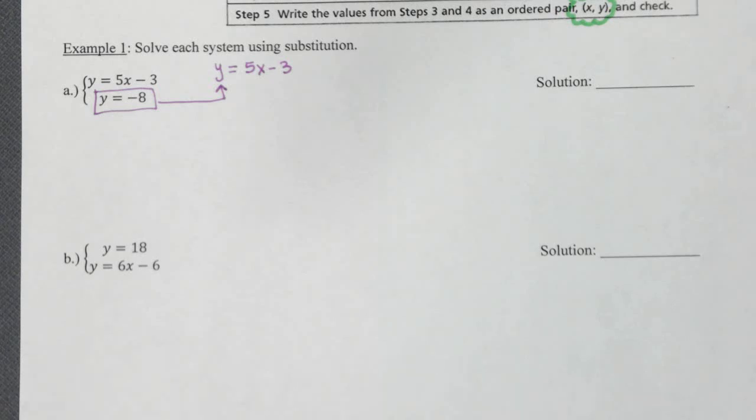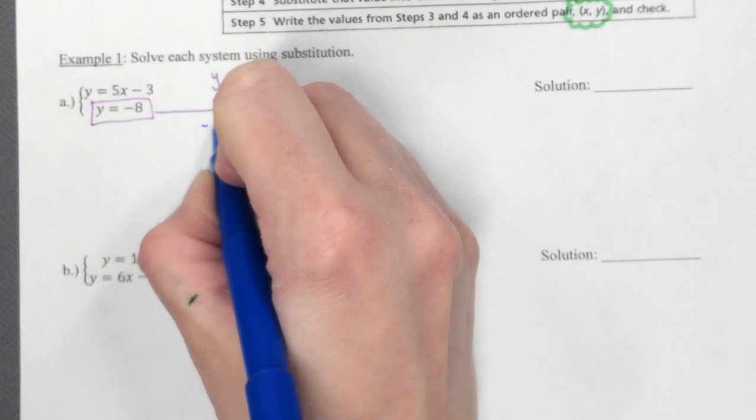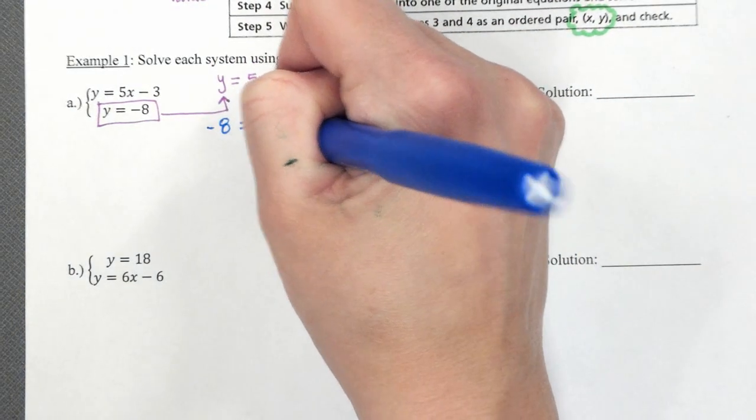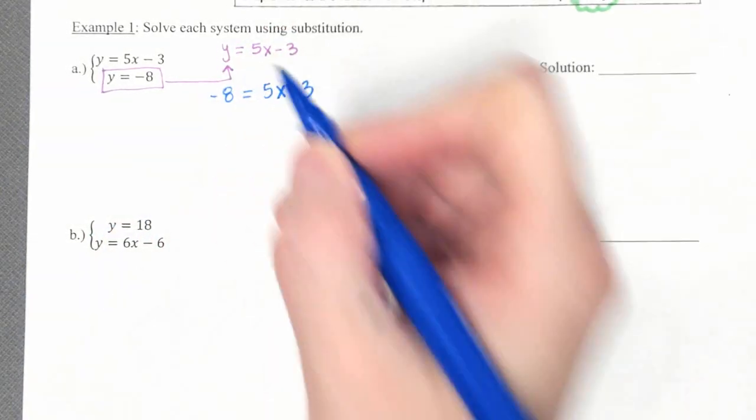Okay, so if y is equal to that number, instead of y equals, we're going to have -8 equals. This is really similar to what we did when we were plugging in values. The only difference is now we're going to solve for x. So we're plugging -8 into the equation, and now we're going to solve for x.